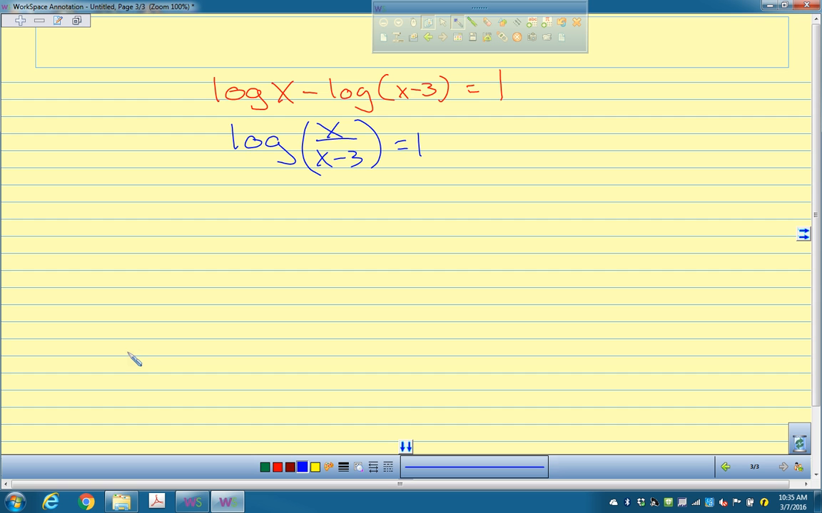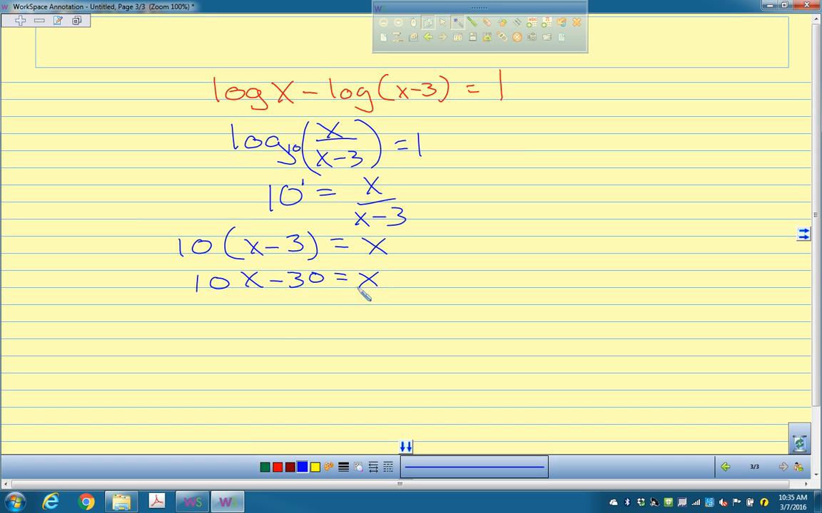Then what, Harrison? Like have 10 raised. Right, so then you can exponentiate, or you can say, oh, I know there's a 10 down here, right? So 10 to the 1 equals this. So 10 to the 1 equals x over x minus 3. Then you cross multiply, and you get 10 times x minus 3, right? Equals x, distribute: 10x minus 30 equals x.